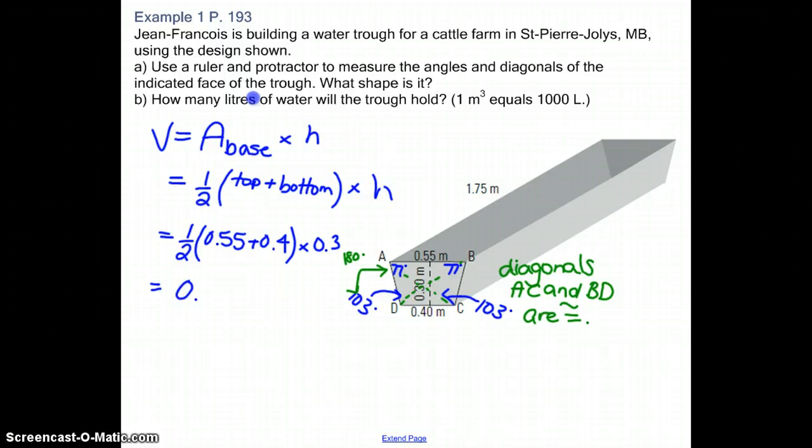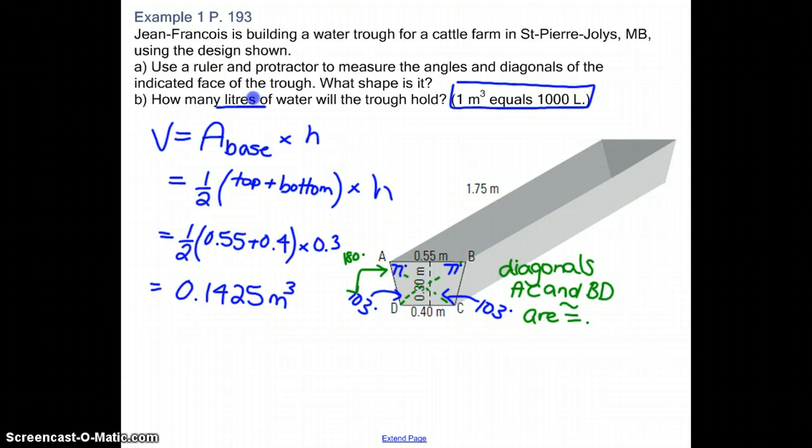So your volume is 0.1425 meters cubed. Remember, cubed is for volume, squared is for area. We want to actually figure out how many liters, though. So this is how many meters cubed we have. 1 meter cubed equals 1,000 liters. So how can we set this up?